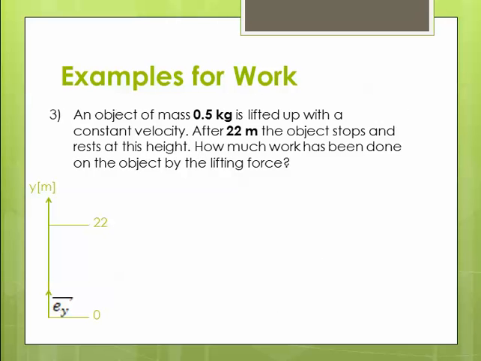Let's look at another example. Here we've got an object of mass 0.5 kilograms. It is lifted up with a constant velocity. Here it is, initially at zero. It is then lifted up to a height of 22 meters. At 22 meters, the object stops and it rests at this height. The question is, how much work has been done on the object by the lifting force?